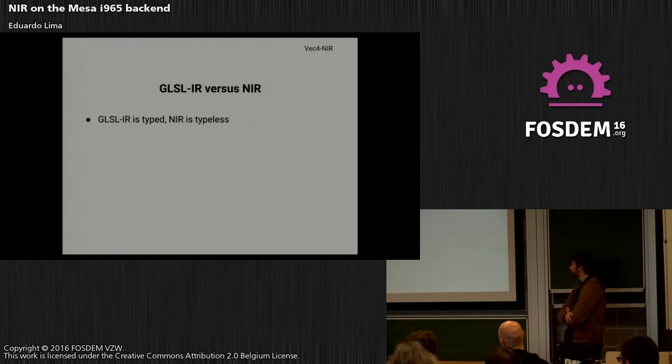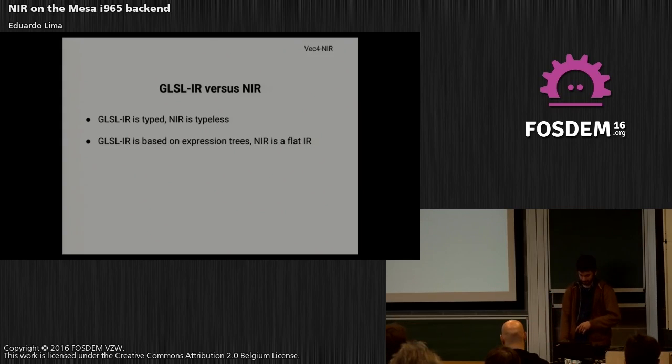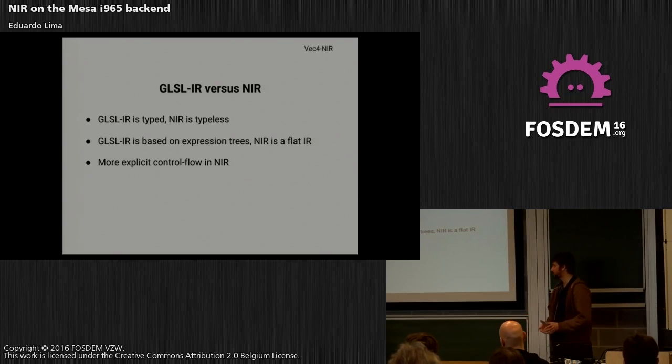So one of the interesting differences is that NIR is flat, while the GLSL IR is tree-based. This has some implications for simplifying the lowering passes and the optimizations that we can do. It helps there too. And as I talked about before, NIR is flat in the sense that it's not a tree, it's mostly a list of instructions, while the GLSL IR is based on expression trees.